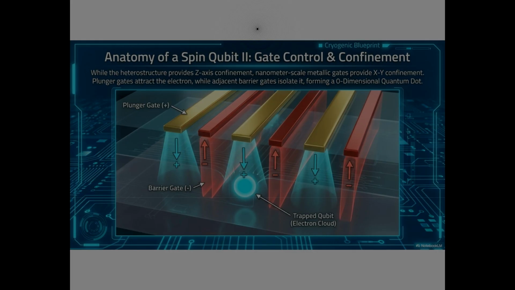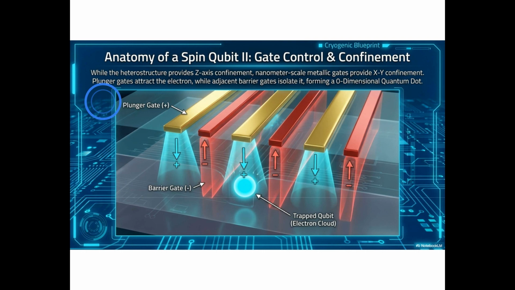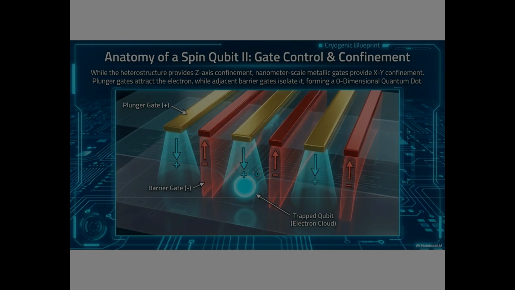Now we see how the top gates actually create a single trapped qubit. These gold-colored gates are the plunger gates, biased at positive voltages. They attract electrons downward, pulling them toward specific locations beneath the surface. The red gates are the barrier gates, biased at negative voltages. They repel electrons, creating electrostatic walls between regions of the quantum well. The interplay between these two gate types creates a zero-dimensional potential minimum, a quantum dot, right here at this intersection point.